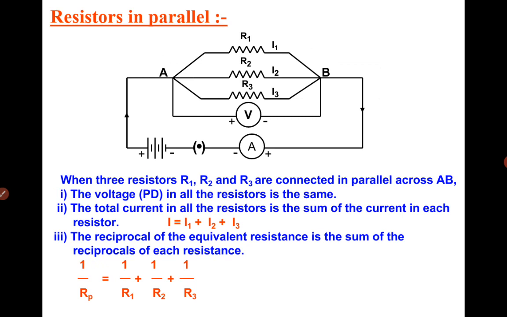Let us discuss resistors in parallel combination. Consider three different resistors R1, R2 and R3 connected in parallel as shown in the circuit. These three resistors are connected with the battery, with the plug key and ammeter as shown in the circuit diagram. A voltmeter is connected across the terminals A and B to measure the potential difference.